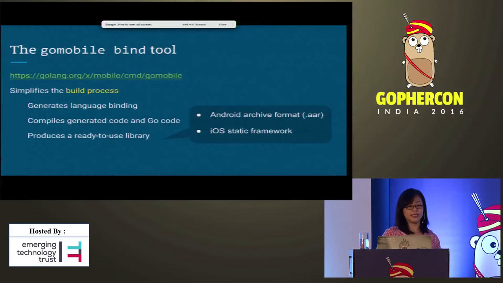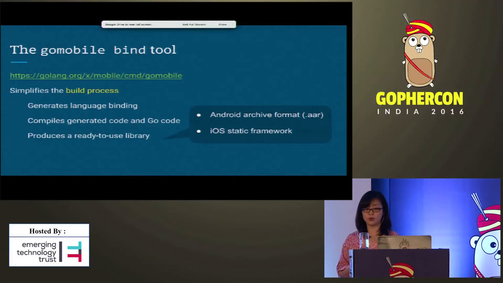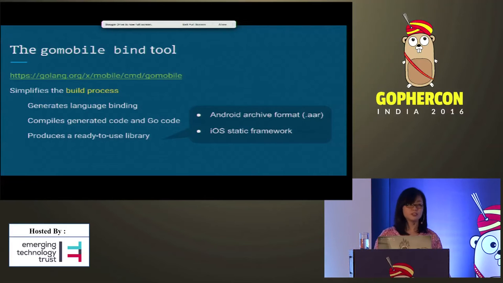And the second tool is the Go Mobile bind tool. Go Mobile is the unified tool set, a Swiss Army tool set, for mobile app development. And bind is the subcommand to simplify the build process of a mobile app library. It generates language binding using the GoBind program that I described before, and it compiles the generated code and Go code, and it produces a ready-to-use library for Android target. We create the Android archive format. For iOS, it builds a static framework, so you can import or link to this library.